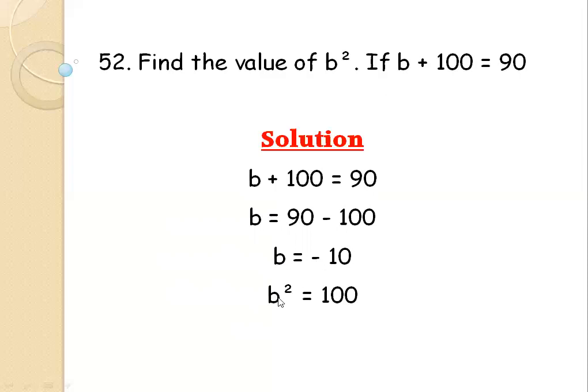So we are looking for b squared, which is what? b times b. So if b is minus 10, b squared will be minus 10 times minus 10. A negative number multiplied by a negative number will give you a positive number. So minus 10 multiplied by minus 10 will give you 100. Do you understand this? Good.